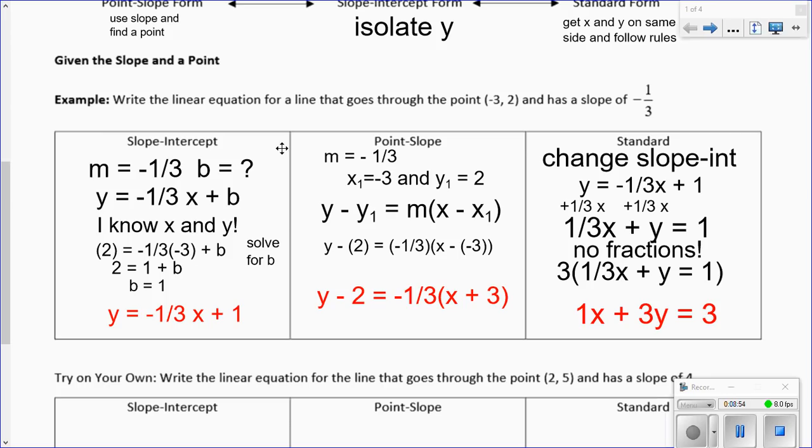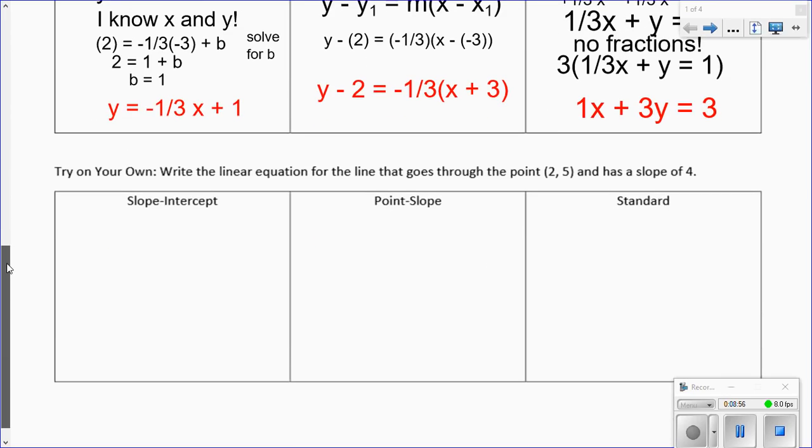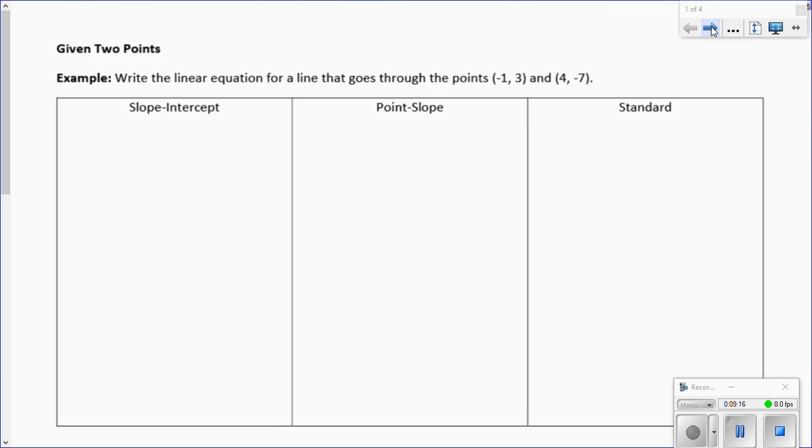That's fine. You guys are going to try these on your own, so try all three. I don't care which one you start with. So if you want to go ahead and start with point slope and then change to slope-intercept and then do standard form, you can do it that way, or you can do it the way I showed you in the notes. It's up to you. Okay? So next page, it's way up here.